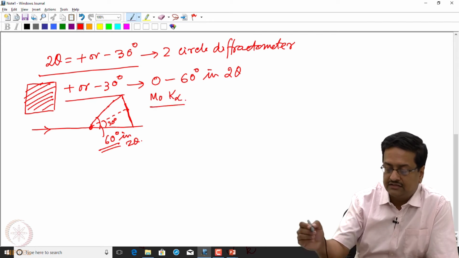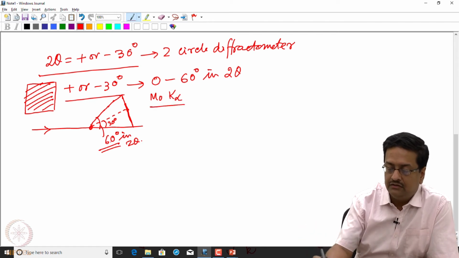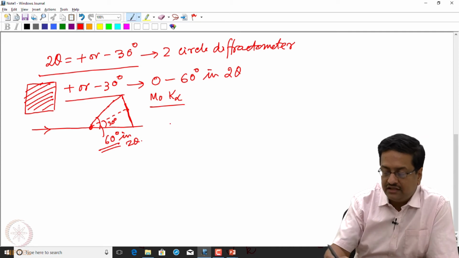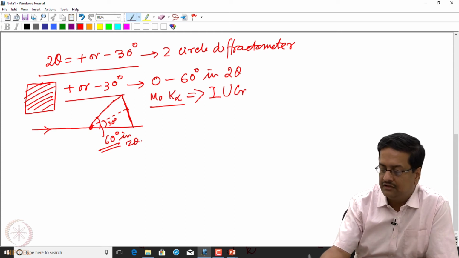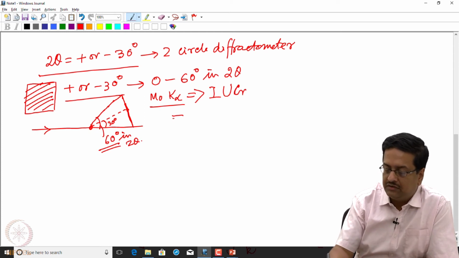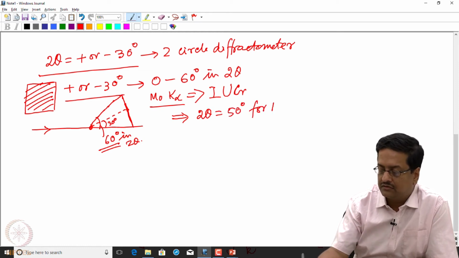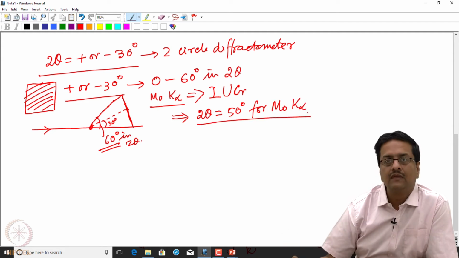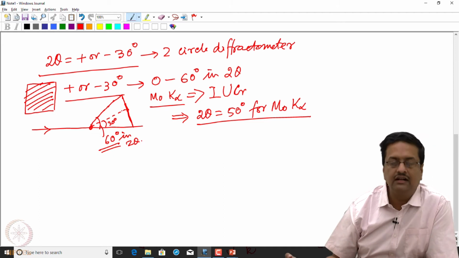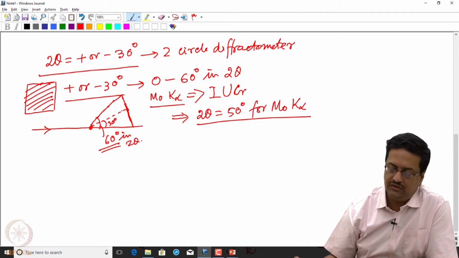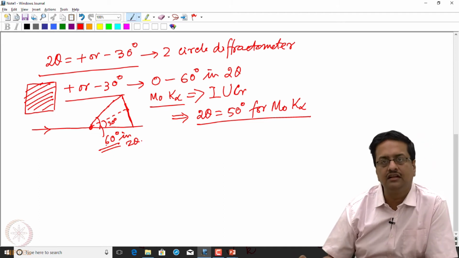MoK alpha radiation, and we collect 60 degree because the IUCR limit, International Union of Crystallography, limits minimum of 2 theta equal to 50 degree for MoK alpha radiation. So by keeping the detector at about minus 30 degree, one gets data up to 60 degree in 2 theta.